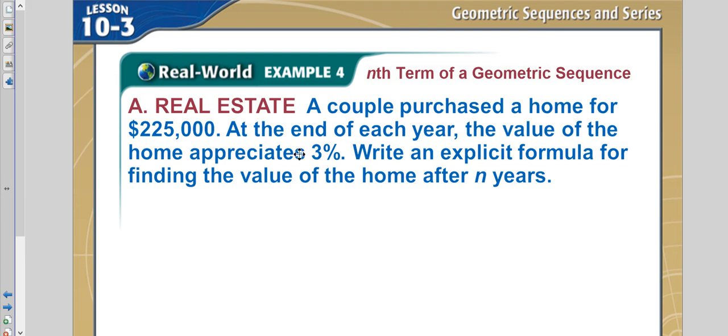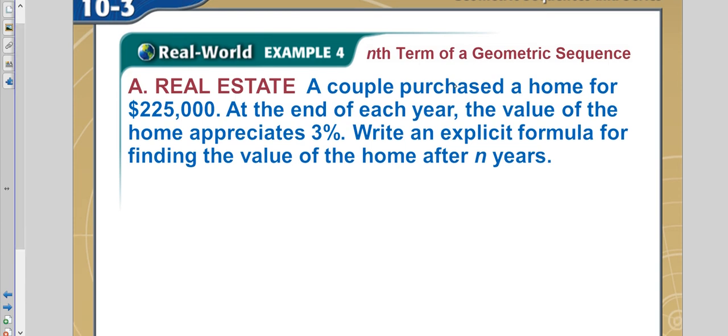All right, now we're going to look at some more real-world problems. We looked at these a few class periods ago when we were doing Chapter 3, but we're going to look at this using these geometric sequence formulas. So it says here, a couple purchased a home for $225,000. At the end of each year, the value of the home appreciates by 3%. Write an explicit formula to find the value after n years.